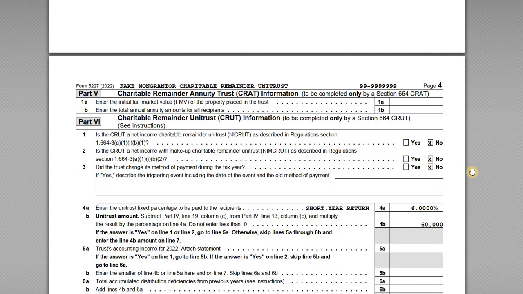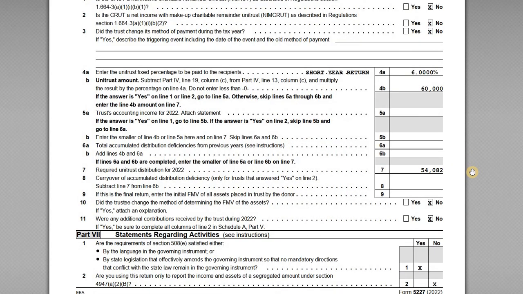So if you have a net income CRUT, or a net income CRUT with a makeup provision, you do have to fill out these fields because now it's more important. Now we need to know what's the trust accounting income for the year. Do we have any accumulated distribution deficiencies from previous years, right? Do we have any carryovers if we have a net income CRUT with a makeup provision? And then that will affect the Unitrust distribution for the current period. Doesn't apply to us, right? We just have a standard CRUT.